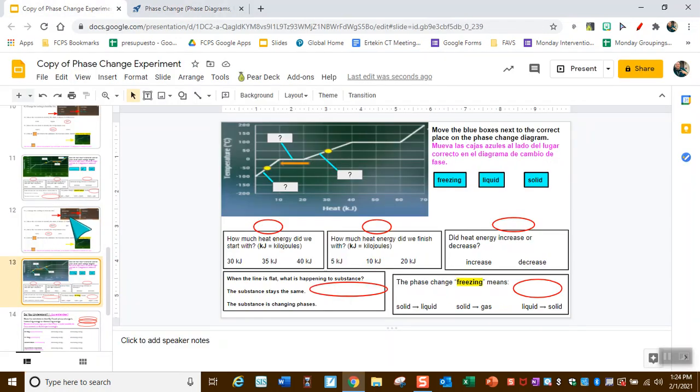Okay. Do the same thing. Haz la misma cosa. Move the blue boxes next to the correct place on the phase change diagram. Mueve las cajas azules al lado del lugar correcto en el diagrama de cambio de fase. Now we have freezing, solidificación, liquid, and solid. Push pause on the video to complete this. Pausa el video para hacer esto ahorita.